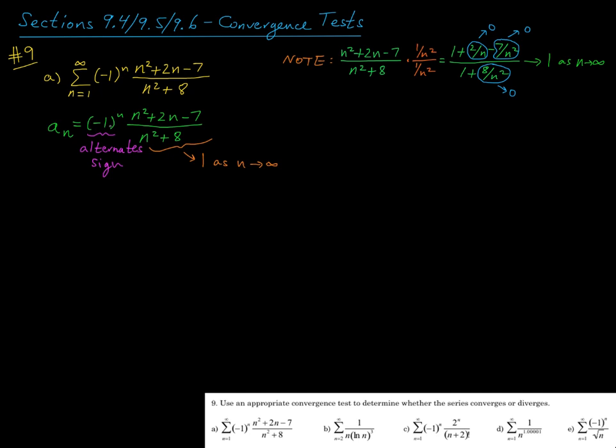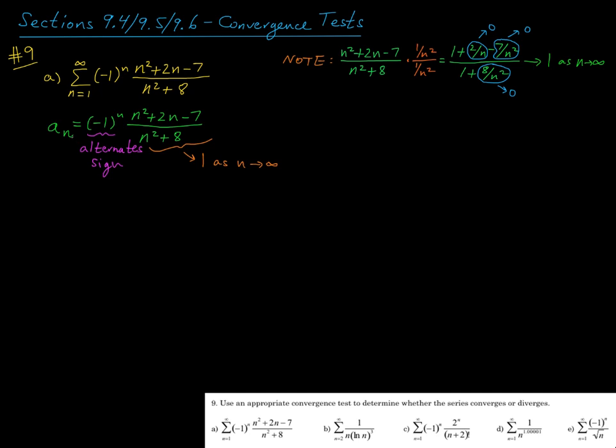The negative 1 to the n is just going to alternate sign. And this expression approaches 1 as n approaches infinity, and that's just because we have a quadratic function in the numerator and denominator. Note if I divide numerator and denominator by n squared, we get this expression, which we can easily see approaches 1 as n approaches infinity.